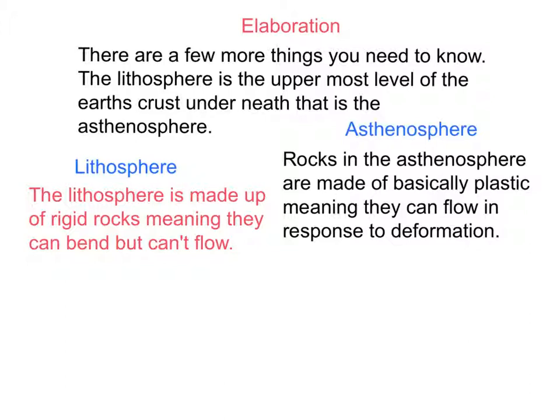So that is how convection occurs. It heats the magma, and as seen in the previous slide, the convection current just flows and flows and flows.